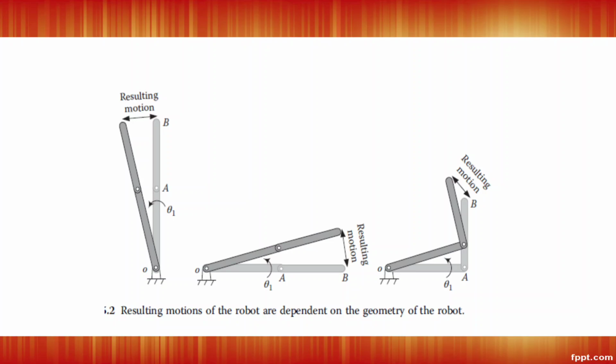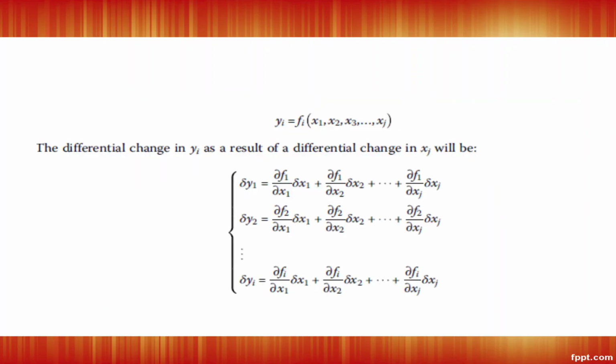The position of the robot is written using an equation. The equation shows how the output values y depend on input values, that is yi equals fi of x1, x2, x3 up to xj, where x are the input variables, fi is the function that describes how the output is calculated, and yi is the ith output variable. Assume we make a very small change in the output, so we take del yi.